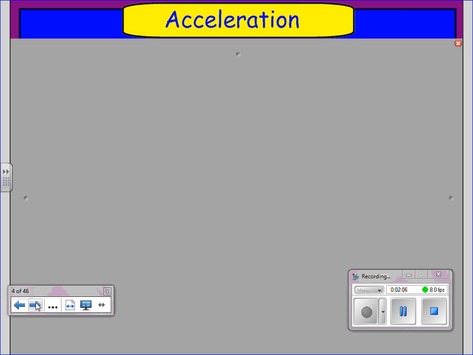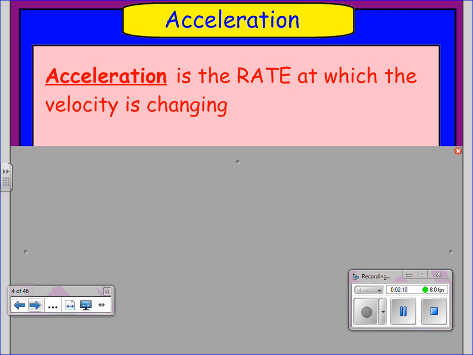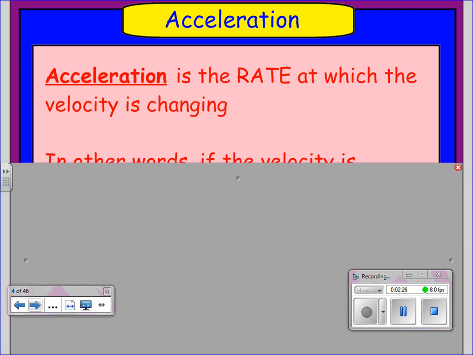Now, we talked about how the change in velocity is known as acceleration. Acceleration is simply the rate at which velocity is changing. Compare this to the definition for velocity. In Unit 2, we learned that velocity is the rate at which position is changing. So acceleration is just looking at how velocity is changing with respect to time.